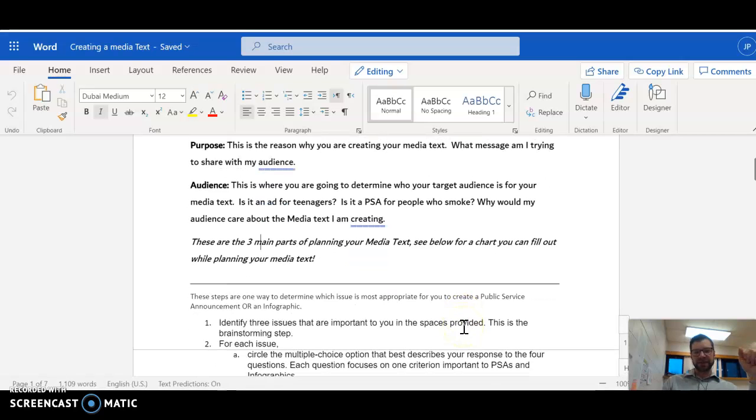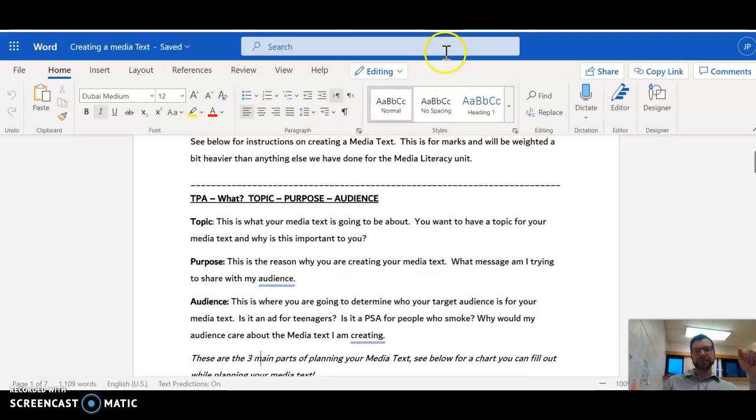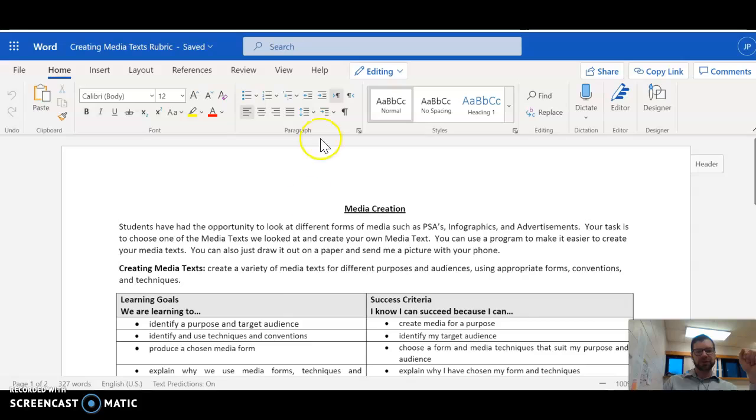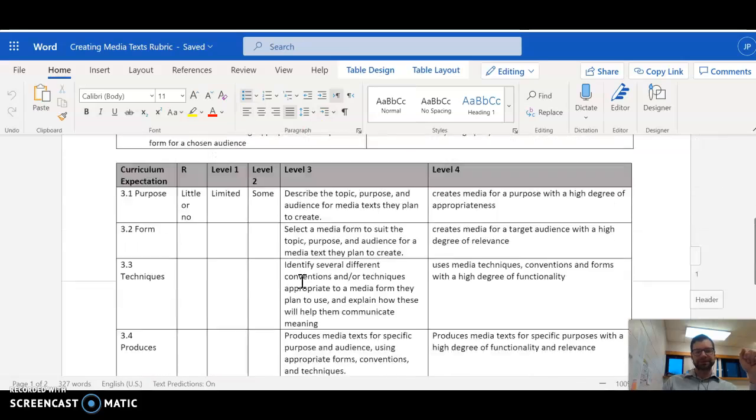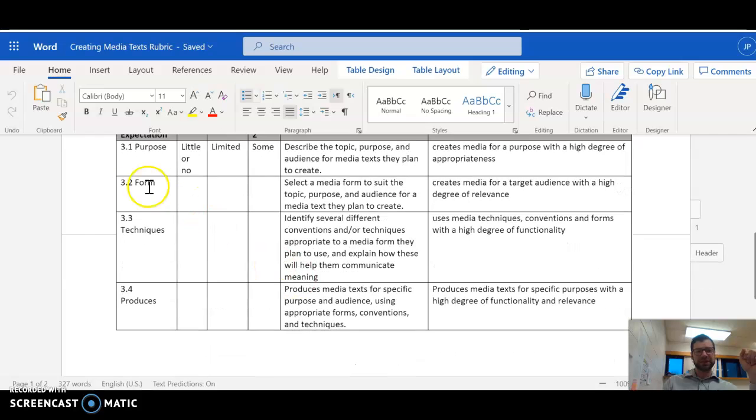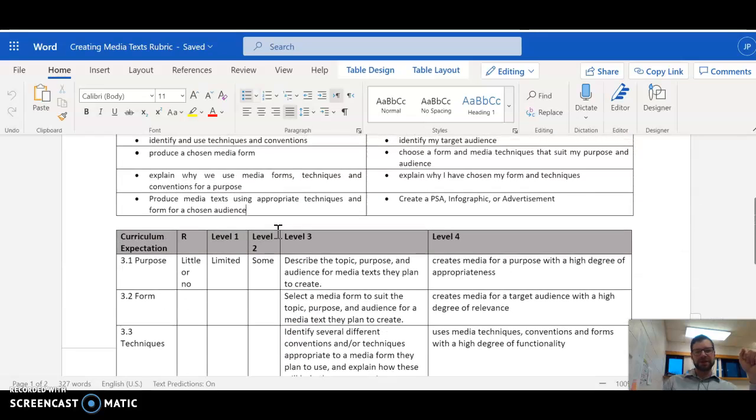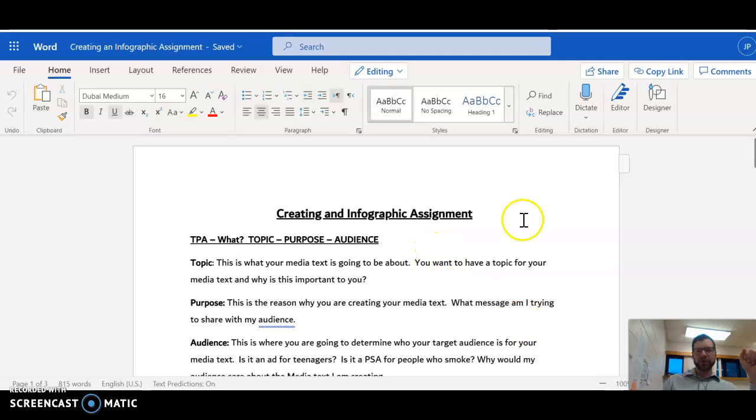Now let's take a look at the individual assignments. Pull up this one first, whatever this one is. That's the rubric, how you're going to be marked. I will hand this out as well. These are just the curriculum expectations that are going to be met by this assignment. Okay, so creating an infographic.